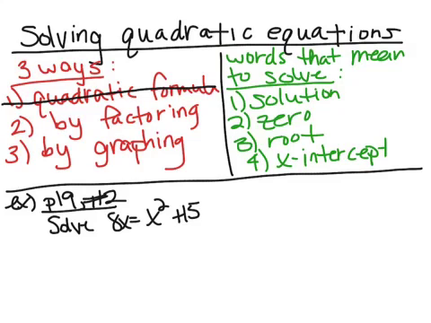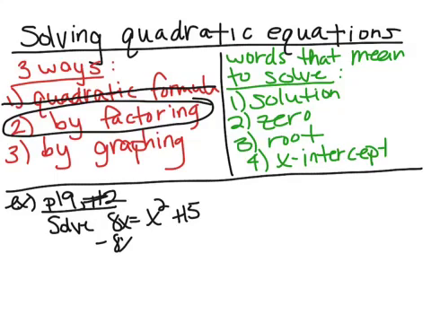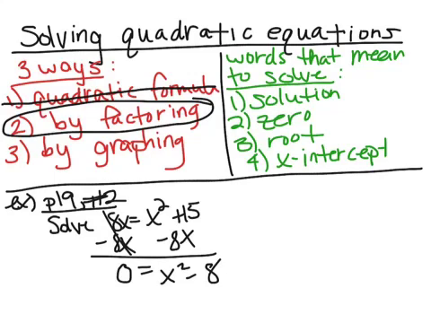In your packet, if you turn to page 19 and take a look at number 2, it says to solve 8x equals x squared plus 15. Right now, we're going to solve it by factoring. Very first thing that has to happen is your entire equation has to equal 0. So I have to get 8x to the other side. We're going to subtract 8x on both sides. So 8x minus 8x is 0. So now I have 0 equals x squared minus 8x plus 15.